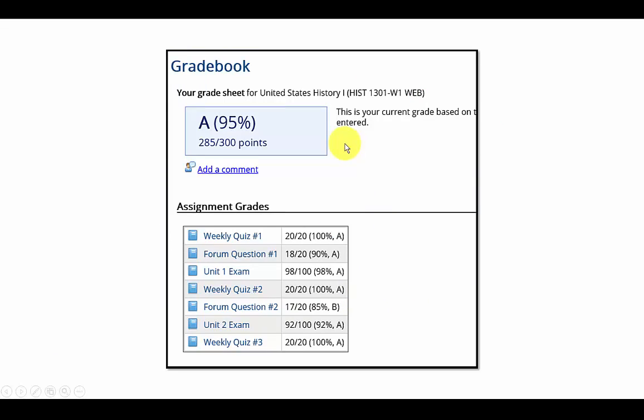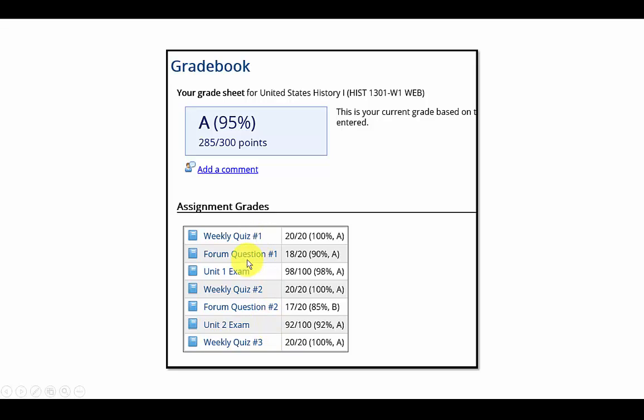This is what it looks like in the eLearning gradebook. This is a set of assignments out of a history course that's based on the point system. The student gets their overall running average, and it tells them that their grade could change as more grades are added. It tells them that so far they have 285 out of 300 possible points, which would give them an A for the course. Under assignment grades, it would list each assignment.